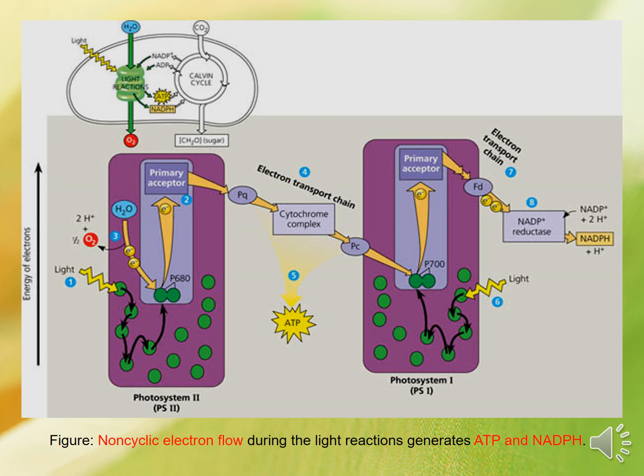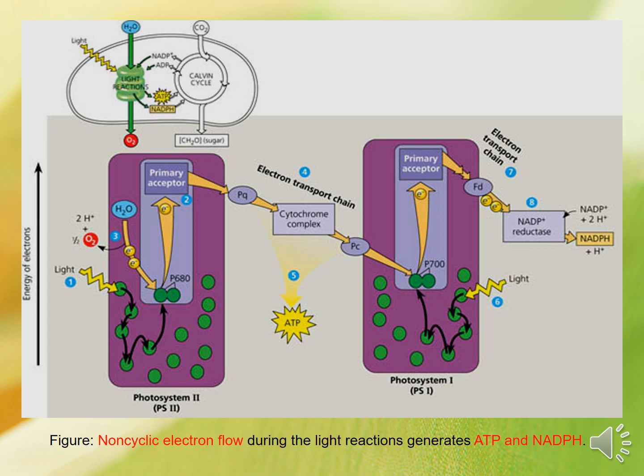Then step 3, you can see they have water. Remember, the light reaction requires water. At step 3, through the process of photolysis, using light, the water is broken down to produce hydrogen ions, oxygen, and 2 electrons. This electron from the water replaces the electron that was lost to the primary electron acceptor. That is step number 3.